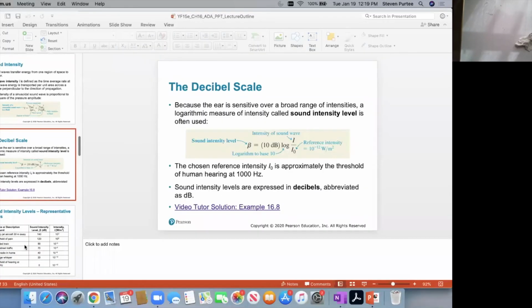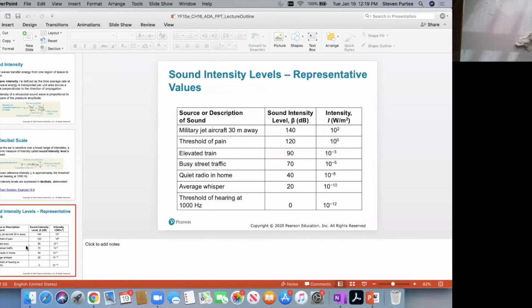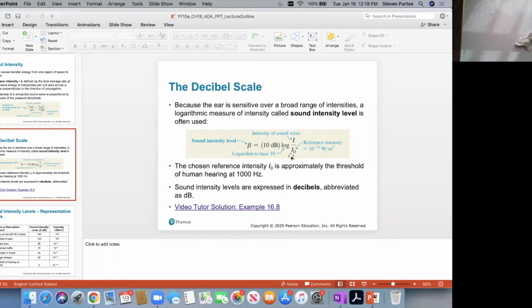Okay, here's a scale of decibels for reference, just so you can get an idea of how loud things are. Everything we measure in the decibel scale is in relation to this I naught, which has an intensity of 10 to the negative 12th watts per square meter. That is about the threshold of human hearing. That's the lowest level of intensity that we can even hear. So we do everything in relationship to that.